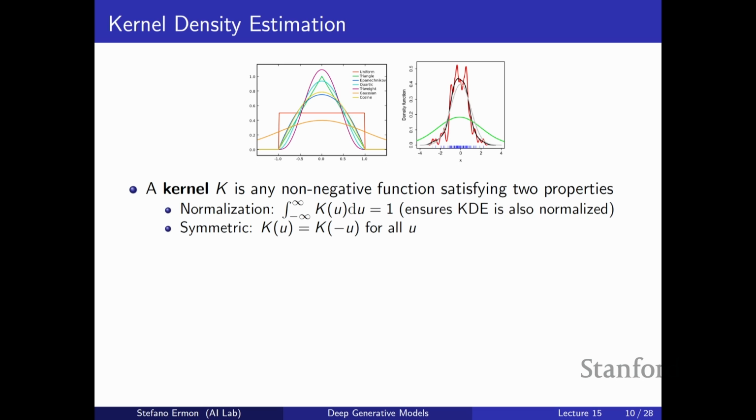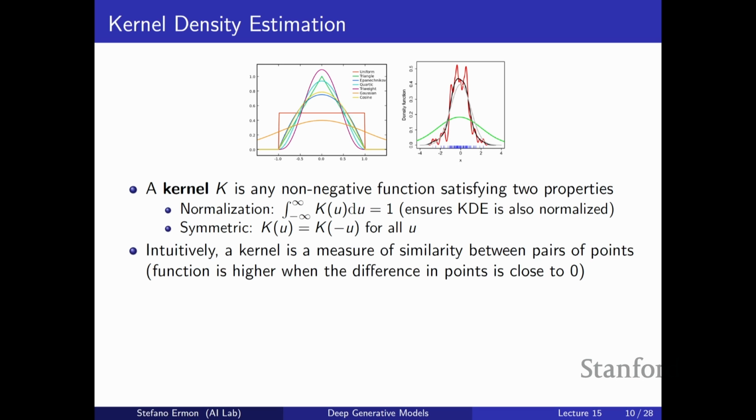And then I guess it has to be symmetric, because intuitively it's a notion of similarity between a pair of data points. And so the function value is going to be high when the difference is close to 0. And the bandwidth controls how smooth that interpolation looks. What you see here on the left are different kinds of kernel functions you could choose. You could choose Gaussian, you could choose more like a square kernel.